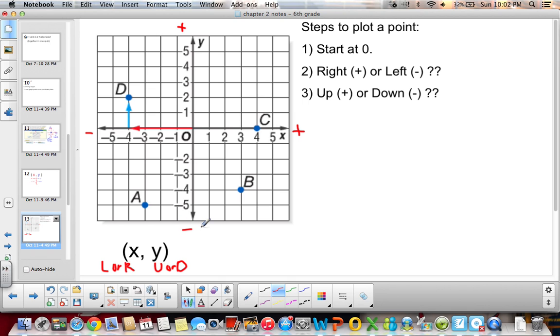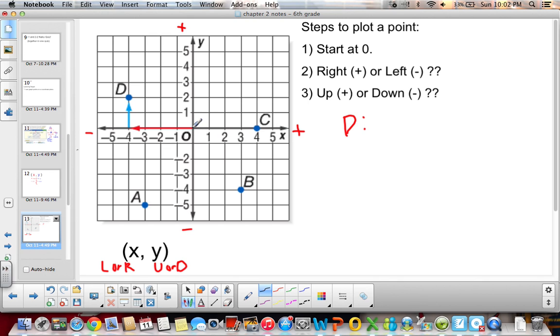Okay, you do not need to write this part down, just watch as I do it, but you should write these steps down. Okay, so we're always going to start at 0. So first we're going to find out what is our ordered pair for the letter D. Okay, so D. We're going to start at 0.